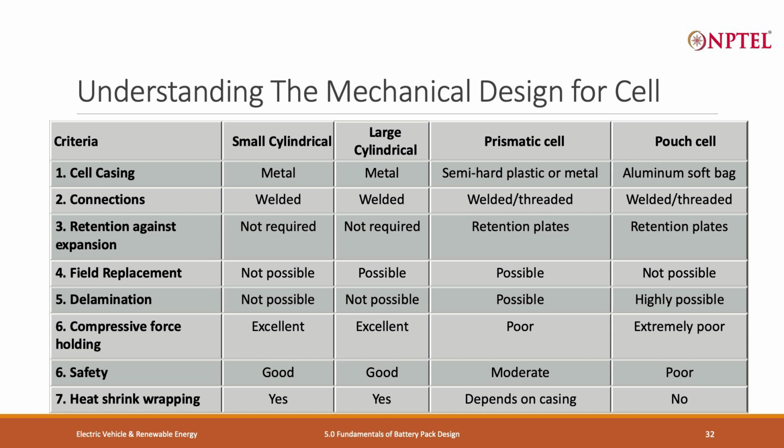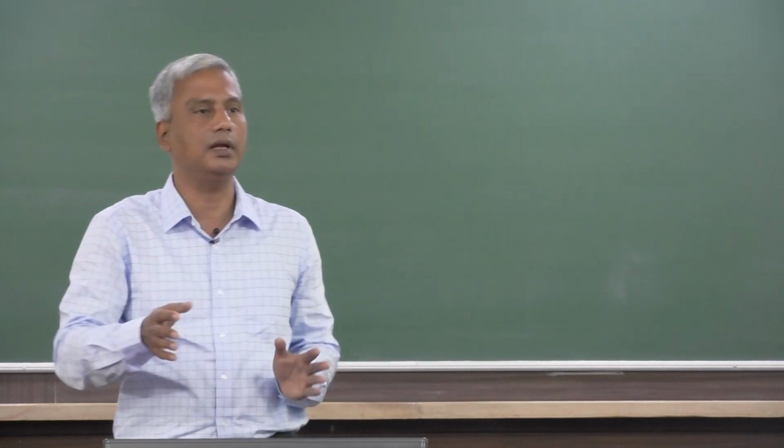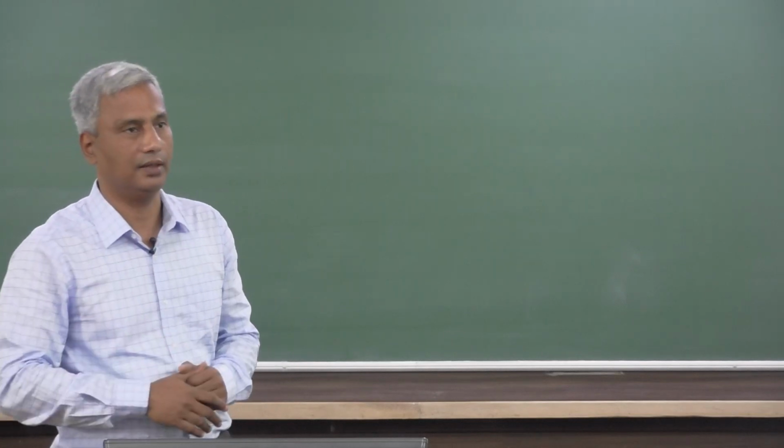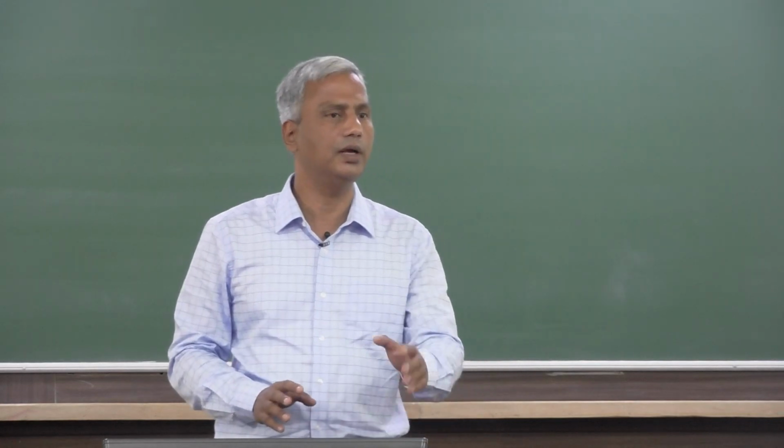Heat shrink wrapping. In cylindrical cells, yes, you can do it. You don't need to, but if you want to have an extra layer of insulation, yes. In prismatic cells, depending upon the casing, if you already have semi-hard plastic, you don't want to have it. In aluminum also, based upon your design, do you want to have heat shrink there or not? It's on you, but it's possible. In pouch cells, we don't do that, because it's basically a soft bag. We don't want to constrain it further with anything other than the proper constraint method. So it's all about, from cell to pack, what are the things you need to worry about on the material side.